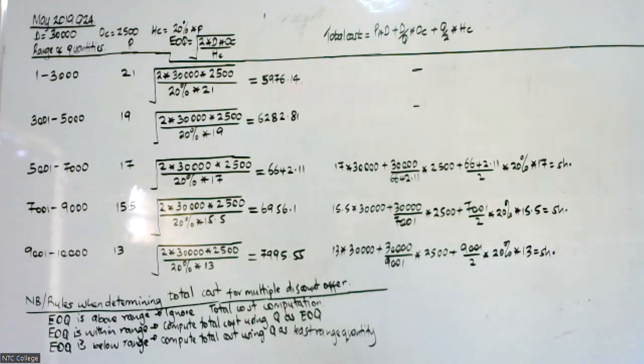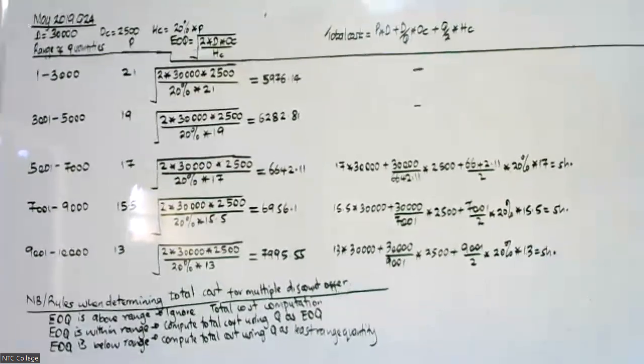That way. So these are the rules that we use when you have multiple discount offers, like in this particular question.